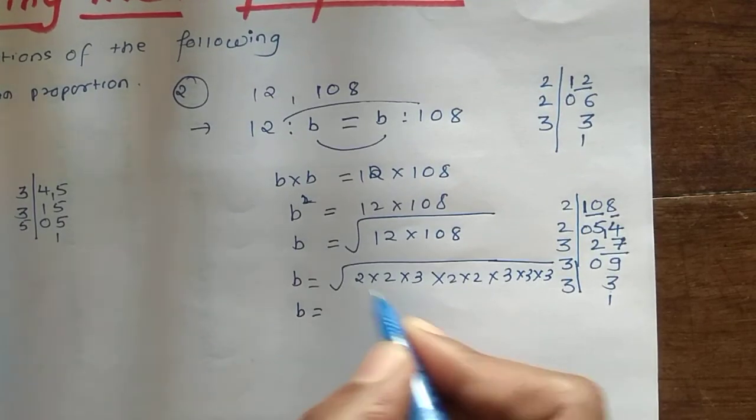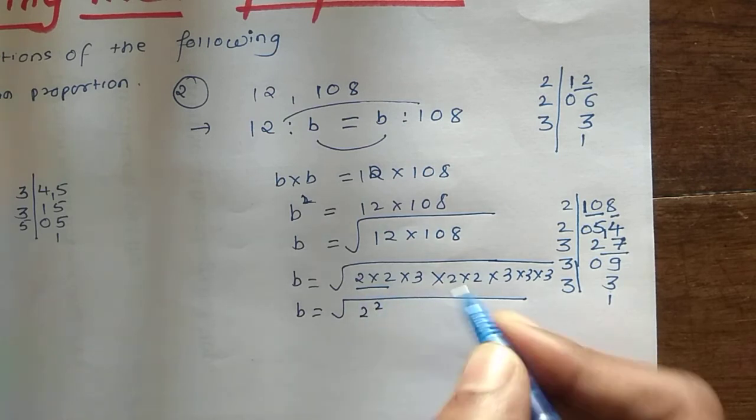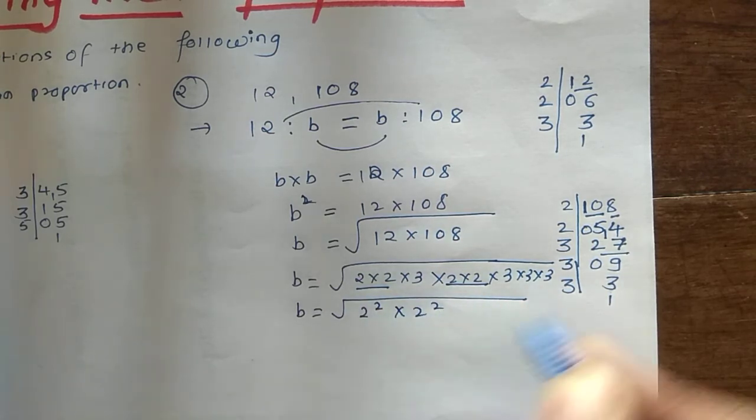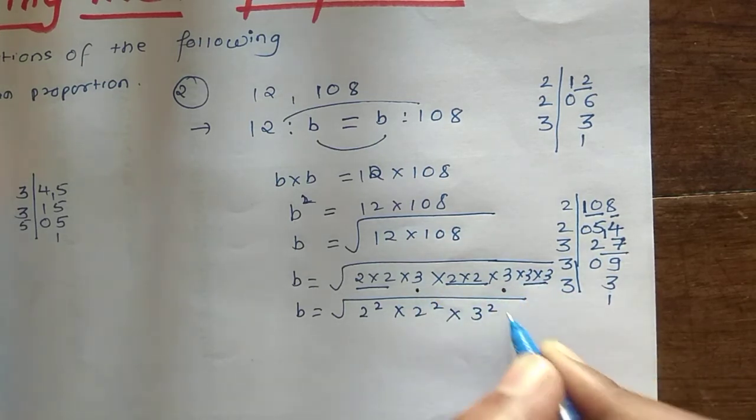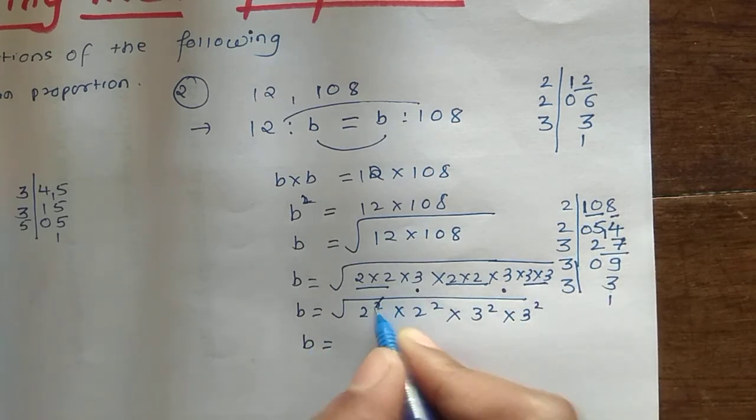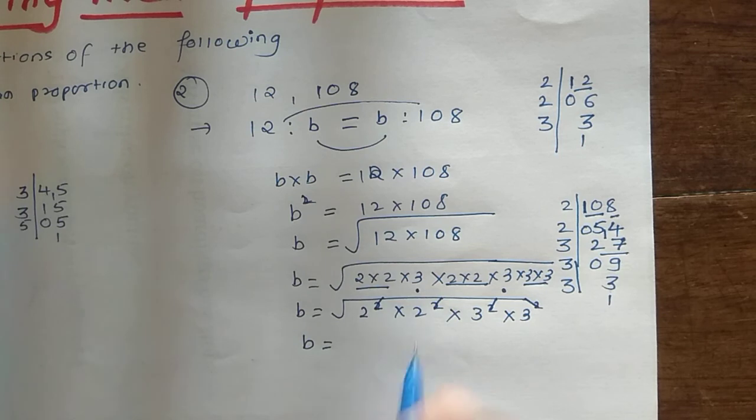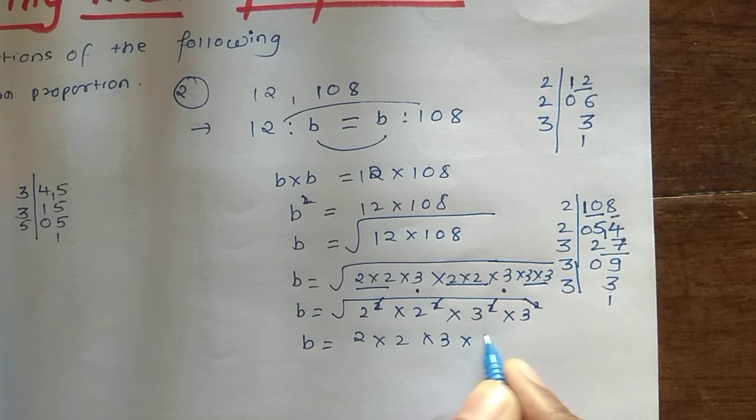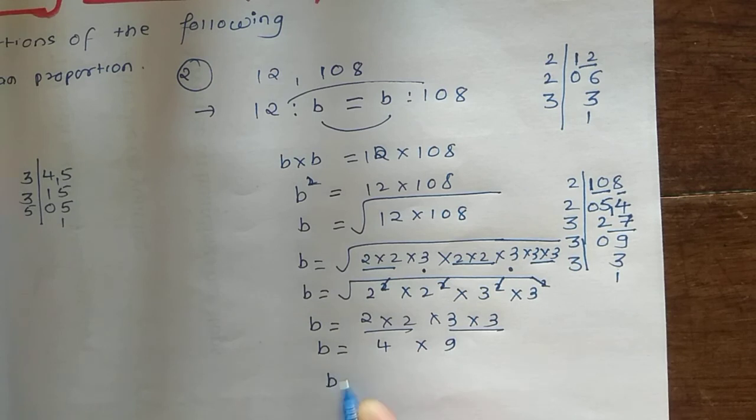Try to make the pairs here. 2 into 2 I can write as 2 square. Next these 2, so 2 square. Next the last 3, so 3 square. This 3 and this 3 I'll pair, so 3 square. As we know, whenever there is a square and square root, it gets cancelled. All these squares will get cancelled with this square root, because the square root is applicable to all the squares here. So we get 2 into 2 into 3 into 3. Do the multiplication: 2 2s are 4 into 3 3s are 9. So 4 9s are 36. It is the mean proportion.